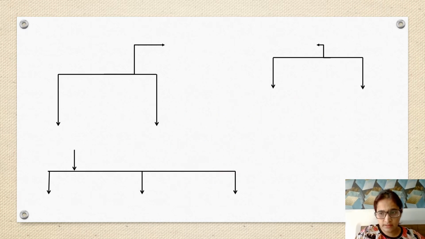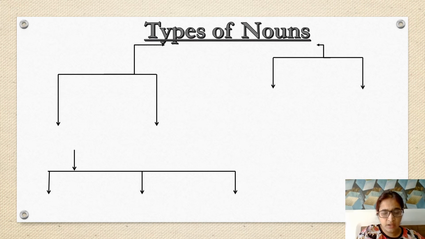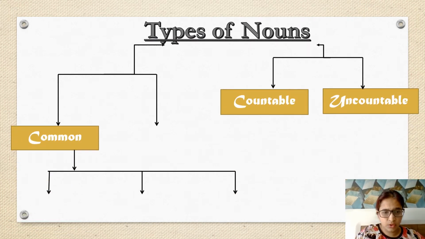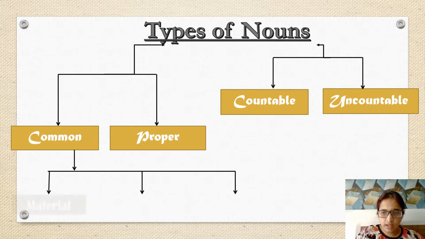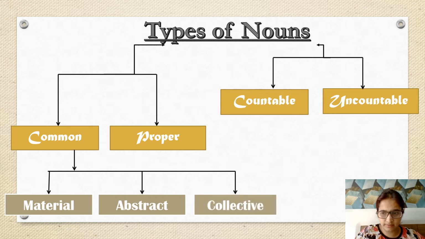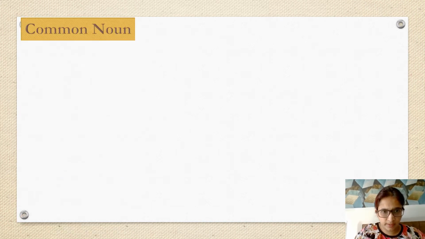Let's go and see ahead the different types of nouns that we have here. The different types of nouns are countable, uncountable, common, and proper. Under common, you have material nouns, abstract nouns, and collective nouns. So these are the different types of noun. Let's go ahead and see the details about each one of them.